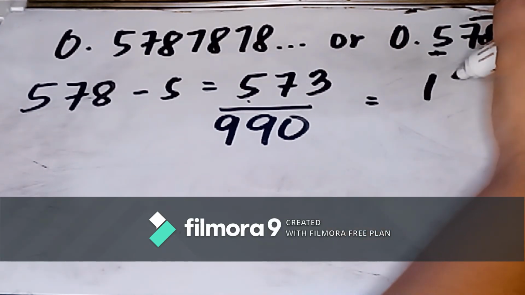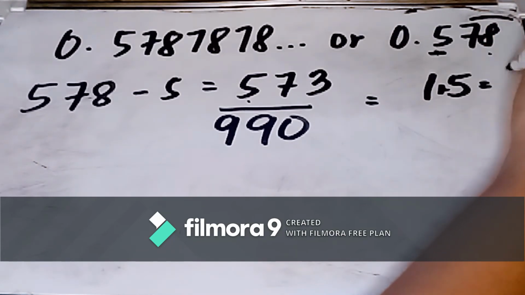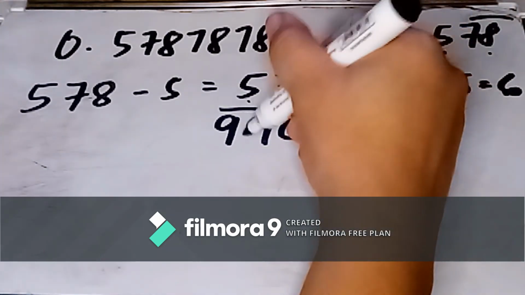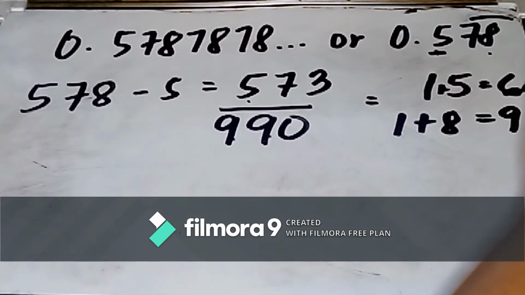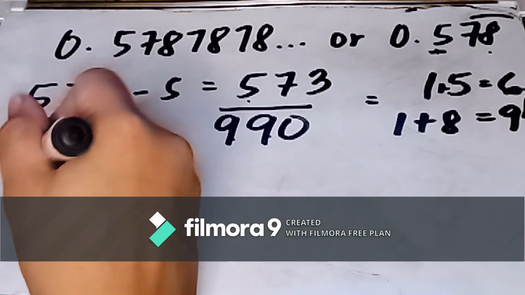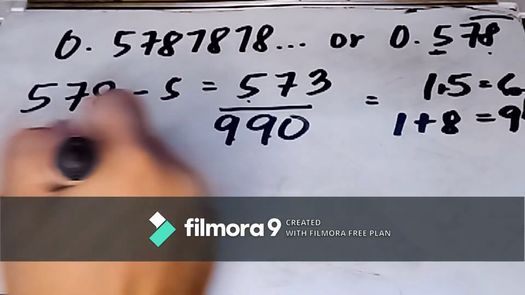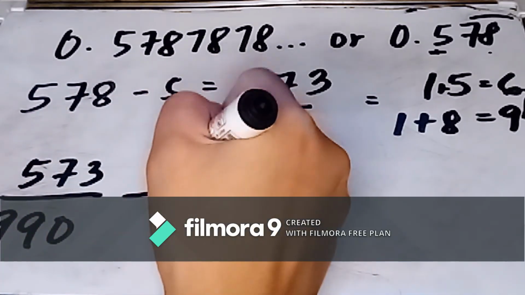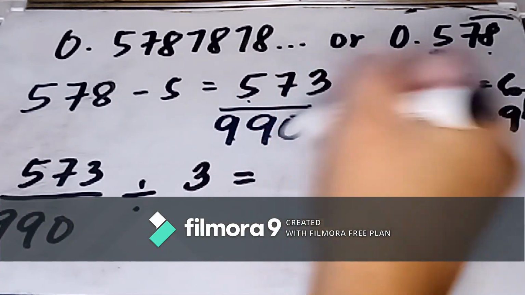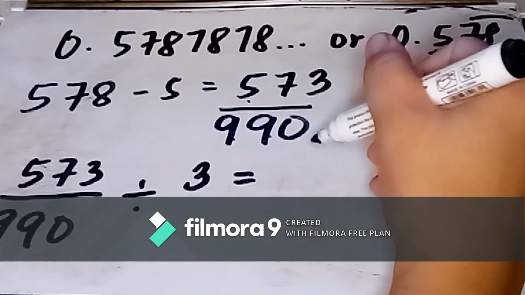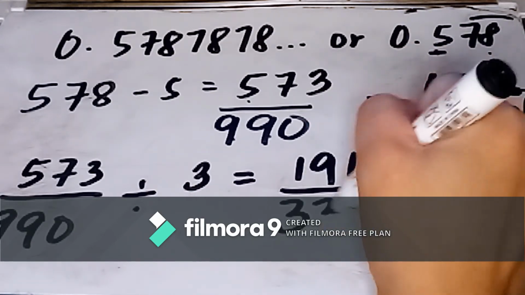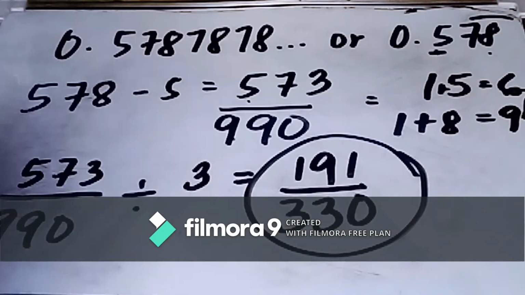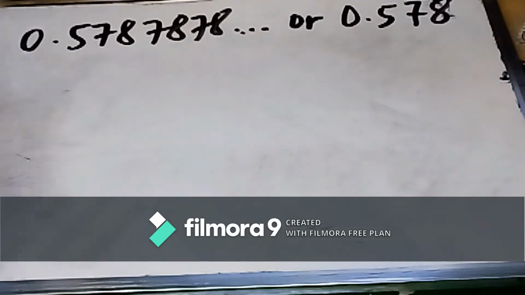573, i-add 5 plus 7 plus 3, 15. 1 plus 5 is 6. 990, 9 plus 9 plus 0 is 18. 1 plus 8, 9. Mapapansin, parehas silang divisible by 3. 573 over 990, divide parehas by 3. 573 divided by 3 is 191. 990 divided by 3 is 330. 191 over 330 ang sagot.